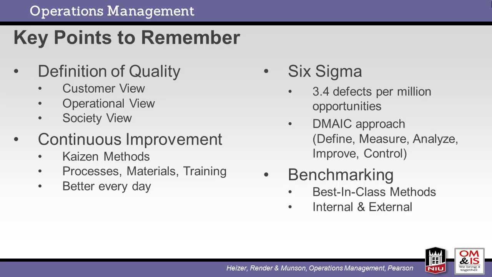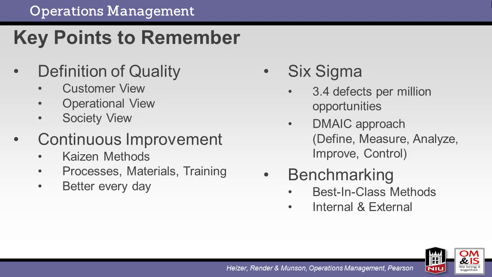Key points to remember: the elements of total quality management. We defined quality as primarily a customer view with additional operations and society views. We broke down the key elements of total quality management, starting with continuous improvement. The Kaizen methods seek to make quality better tomorrow than it is today by improving methods, materials, and training.